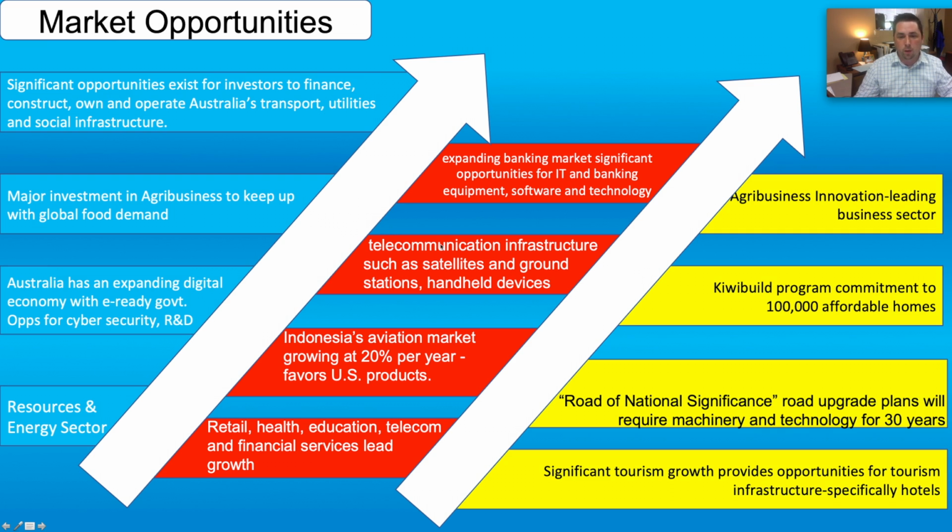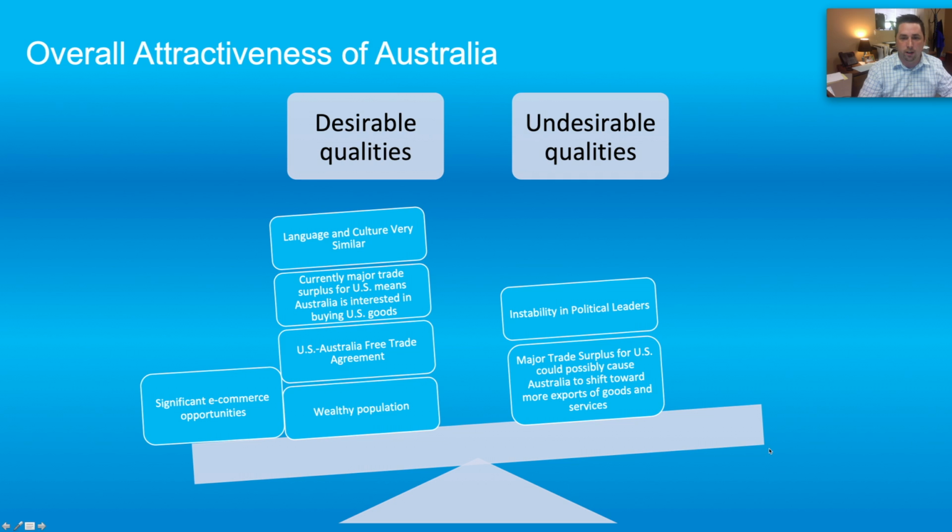With Indonesia, we talked about how only 50% of their population is utilizing the internet and mobile phones, so there's going to be plenty of telecommunication infrastructure opportunities over in Indonesia. Also, their aviation market is growing at 20% per year, so there's plenty of opportunities there. In New Zealand, I think the big thing here is they've committed to building 100,000 affordable homes, so that industry is going to be massive. Road of National Significance road upgrade plans, that's going to be a 30-year project that requires machinery and technology, but also their tourism industry has seen significant boom, so there's going to be plenty of opportunities in the infrastructure there with hotels and that type of thing.